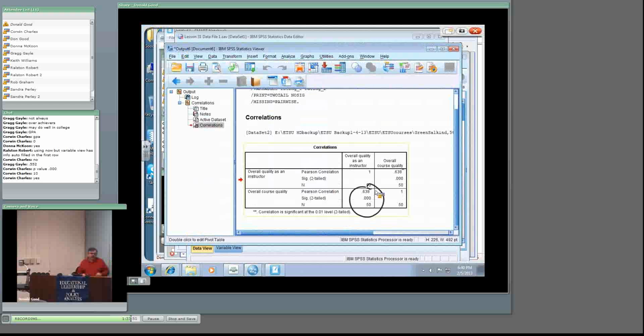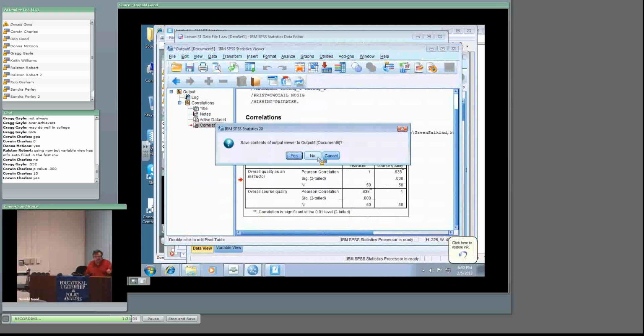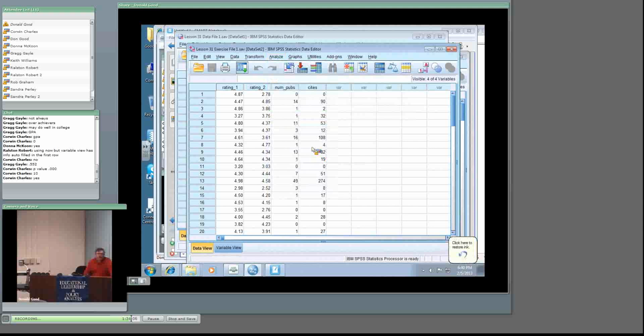Let me show you something else we can do. What if I want to average rating 1 and rating 2, and I want to get an overall rating for both, a single rating for both quality of instructor and quality of course? Can I average these together, other than doing it for each line with my slide rule? The answer is yes. I just want to show you something SPSS can do.